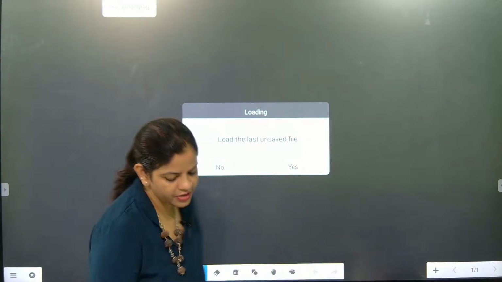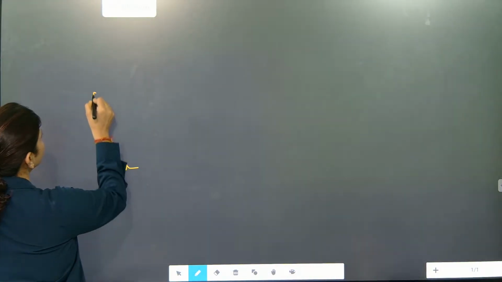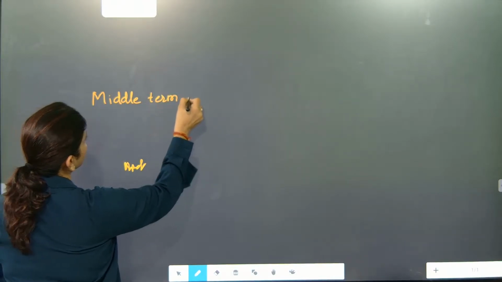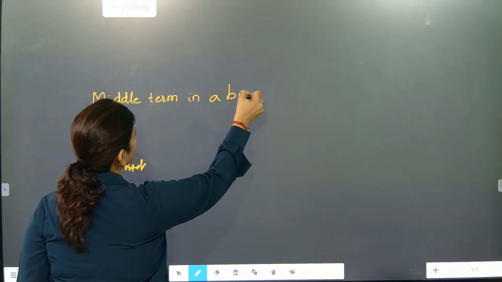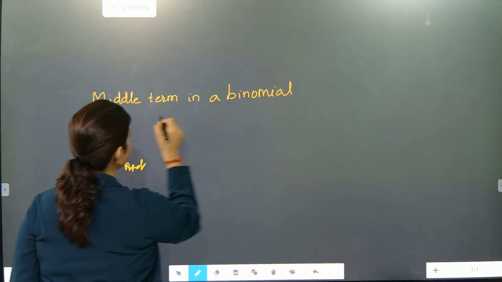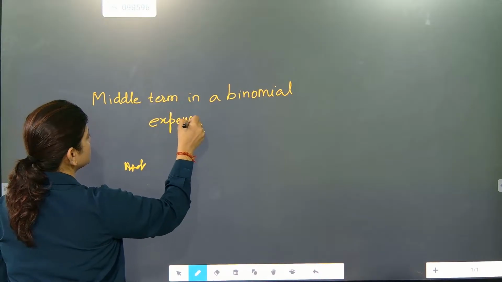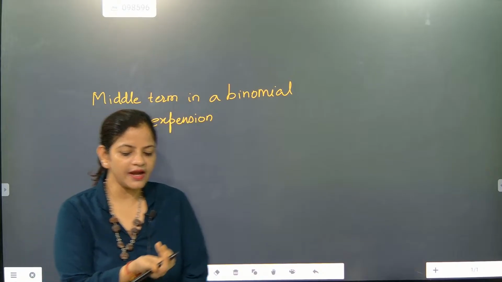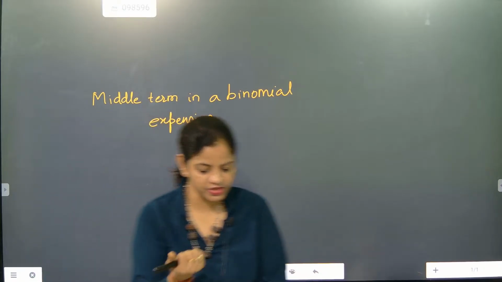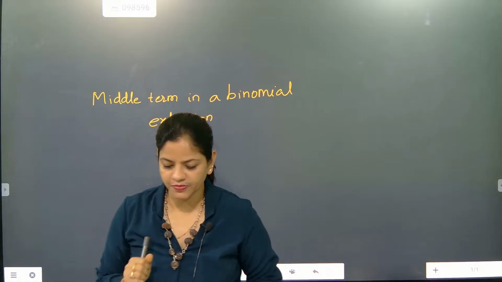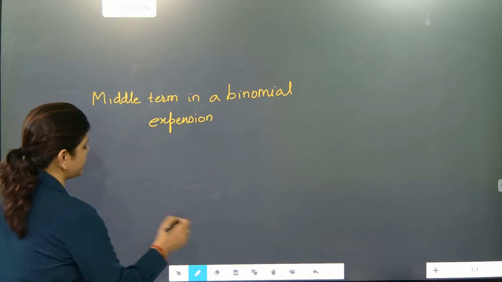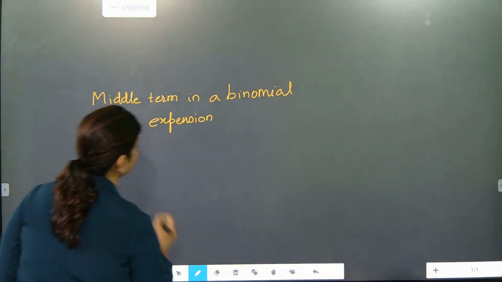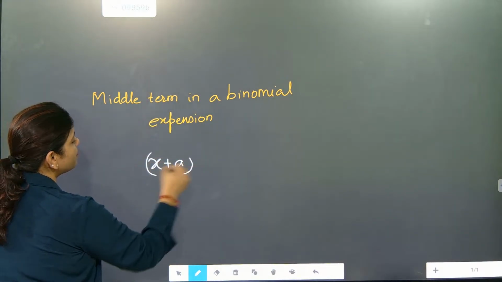Okay. So, the middle term in a binomial expansion. If somebody asks you how to find the middle term in a binomial expansion, first we need to check the number of terms. If somebody asks how many terms there will be, what answer are we going to get? Look at x plus a to the power n.